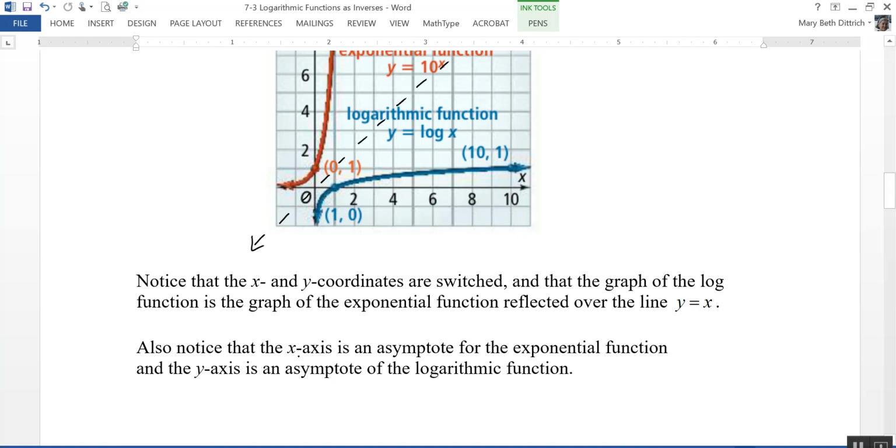Also notice that the x-axis is an asymptote for the exponential function. We talked about that previously. That's this curve right here. And the x-axis is an asymptote. And that for the logarithmic function, the y-axis is an asymptote.